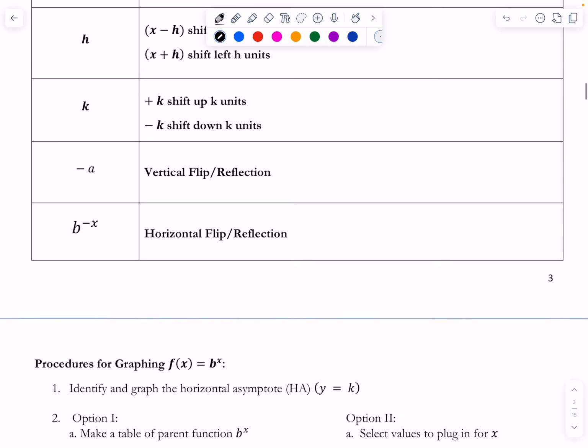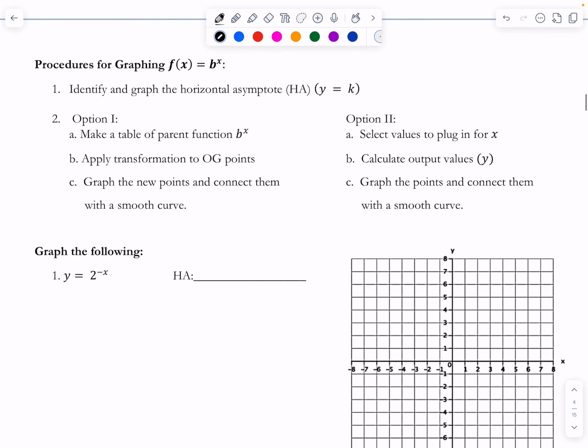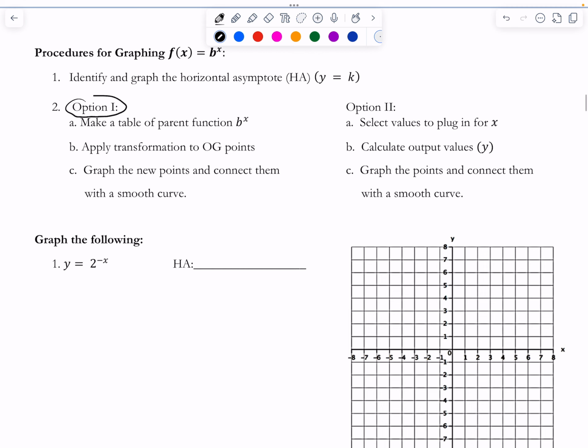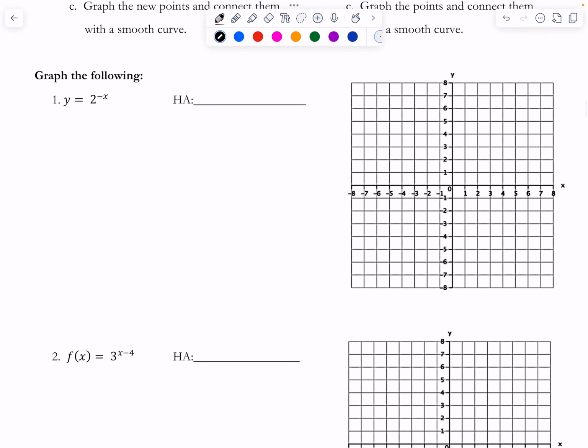All right, so we got 4 of them to do. I know it gives you 2 options here for procedures for graphing, but I'm going to focus in this video on option 1. Okay, let's graph the following. So I'm going to first do a table for x and 2 to the power of x. So I'll do -2, -1, 0, 1, and 2.